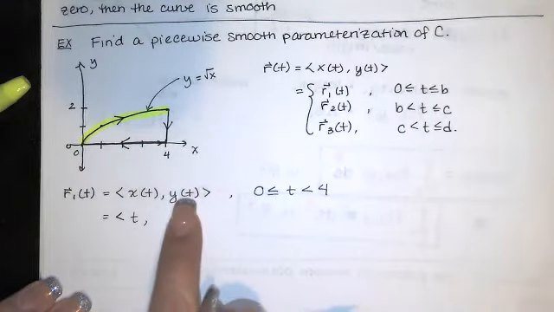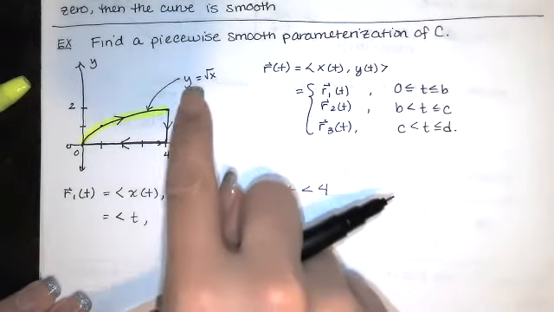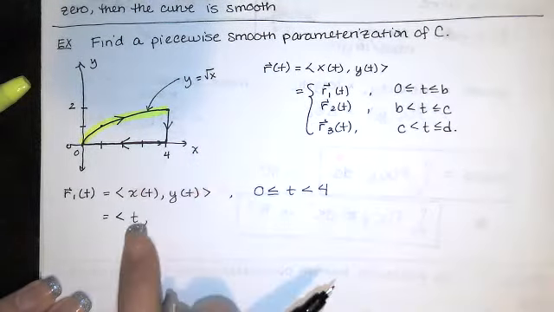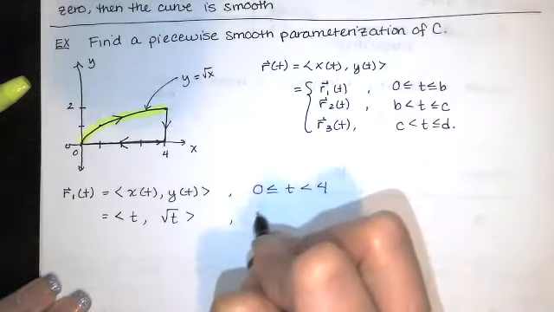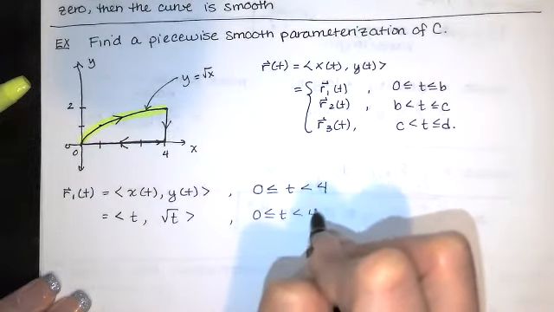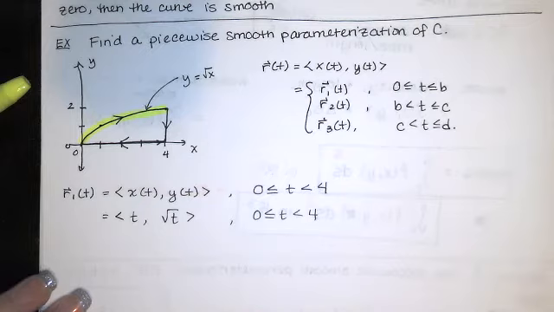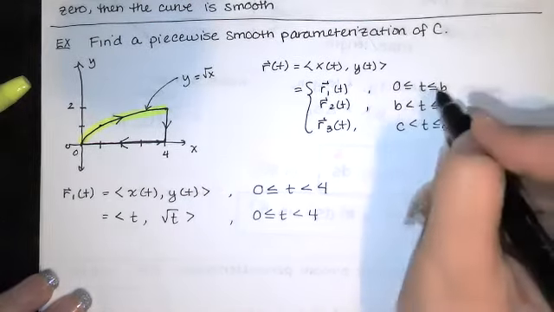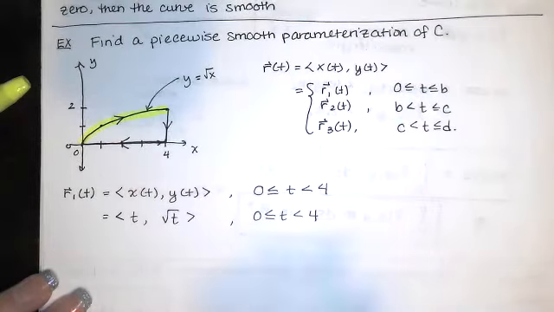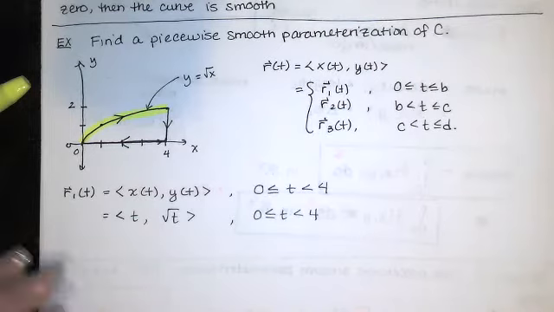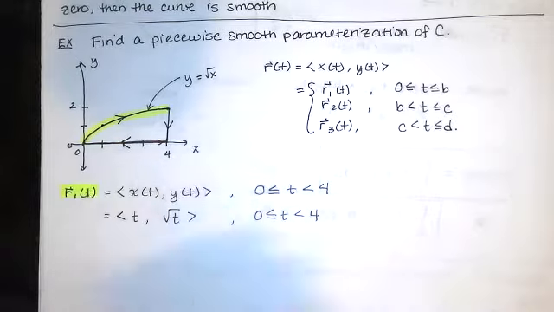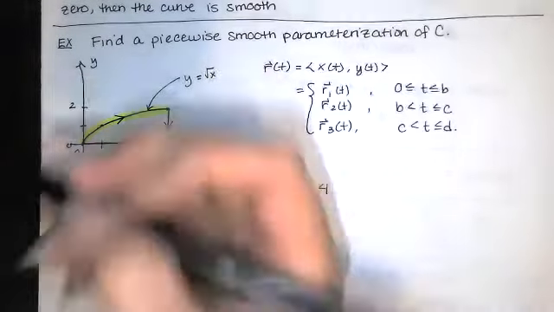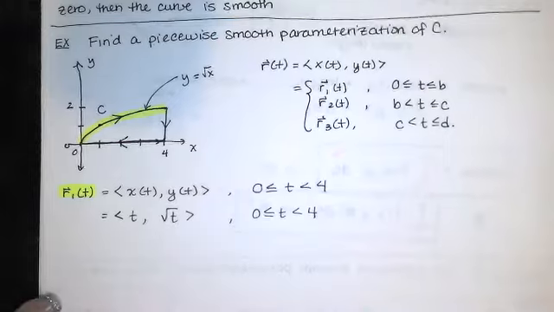Then if I want to find y of t, I just have to remember that y is the square root of x. If x equals t, well, then y is just the square root of t. So we've got that right there. Now you can use less than or equal to or strictly less than, it doesn't matter. Either one is fine. Okay, so that's our first piece. r sub 1 is related to that part of C that is part of the square root function.